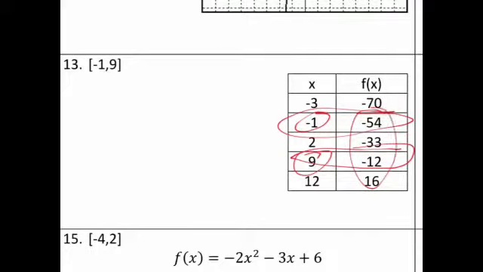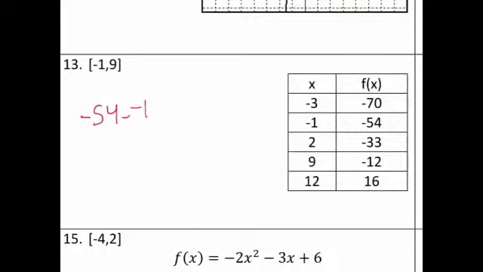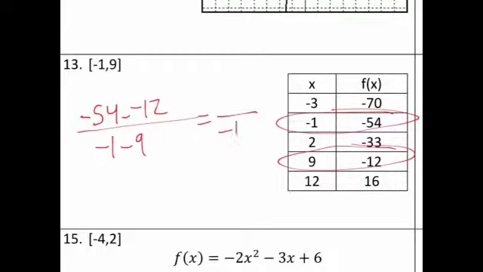You need to get the difference of these, and you write your fraction. Okay, so let's do -54 minus -12. And on bottom, we're going to do the top row minus the bottom row. So we're going to have -1 minus 9, which is going to give me -10 on bottom. And -54 plus 12 is going to give me 42.